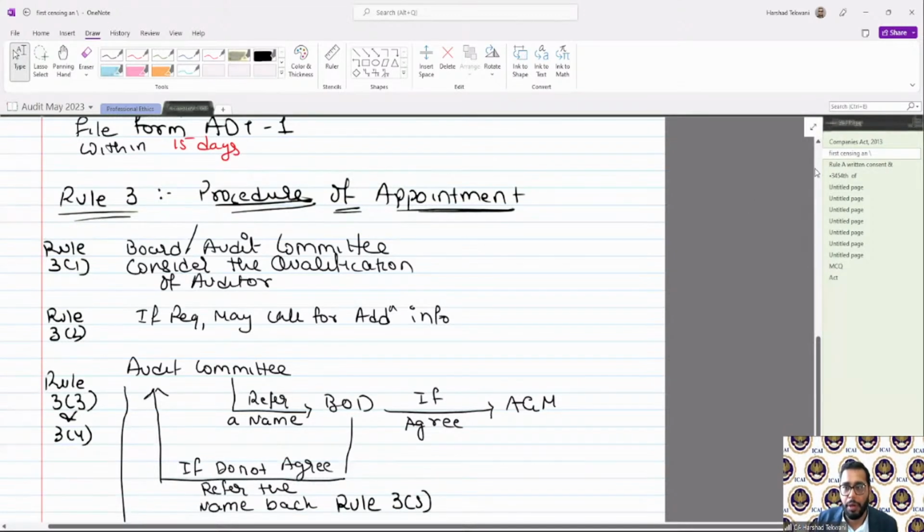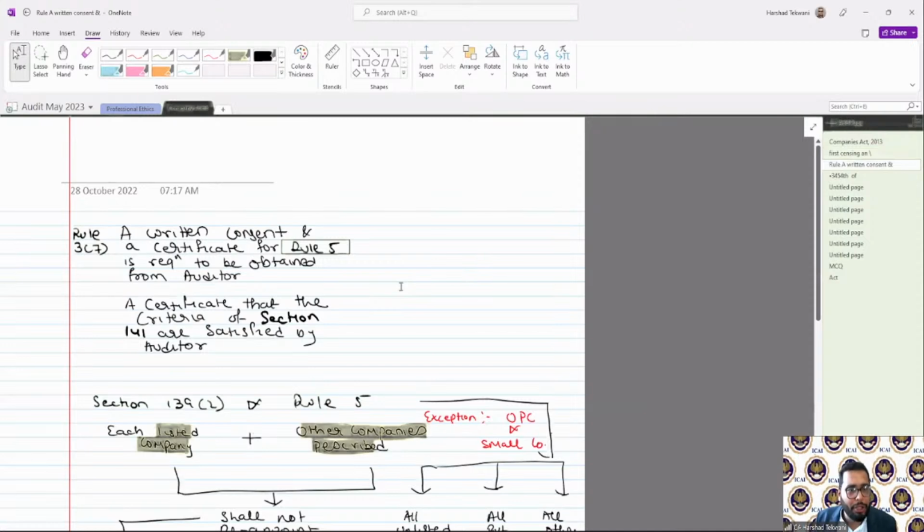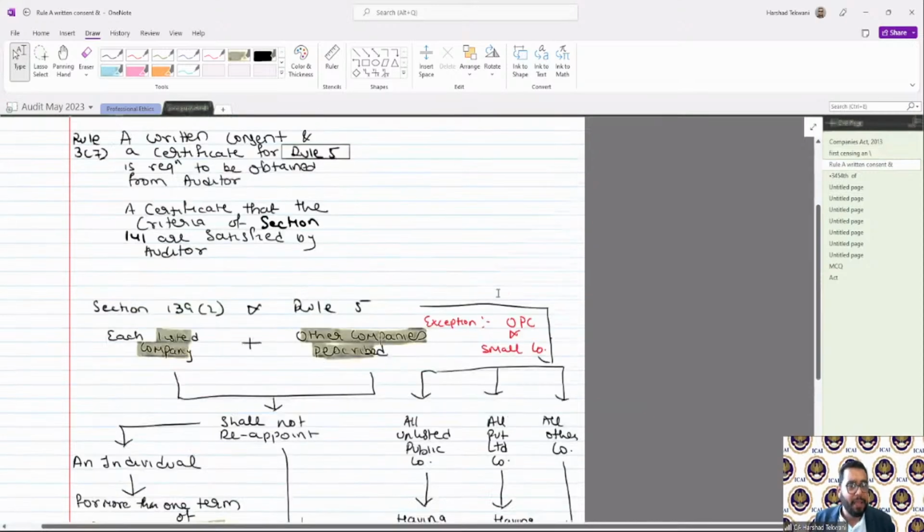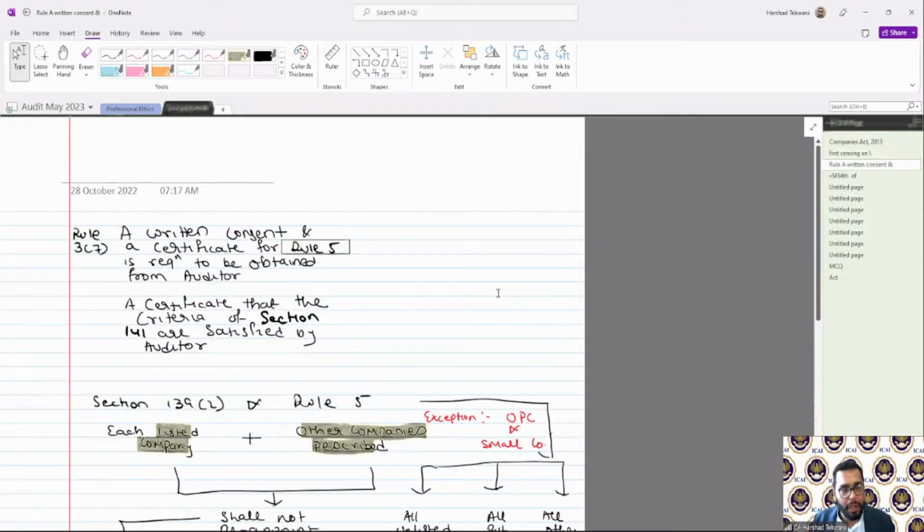Over and above that, a written consent and a certificate is obtained from the auditor that he has complied with Rule 5 and that the criteria of Section 144 are satisfied. Both these things are also submitted by the auditor in Form ADT 1. Rule 5 is about rotation.